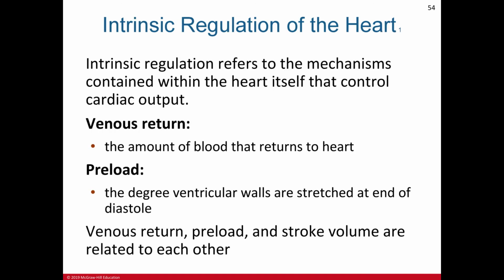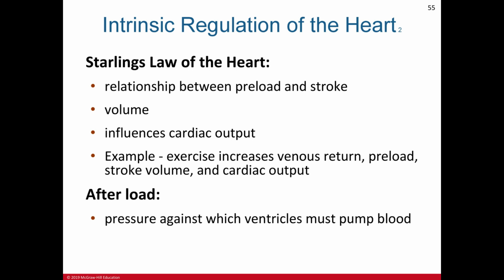Our heart has two regulatory mechanisms. First is the intrinsic, and second is the extrinsic. So the intrinsic regulation refers to the mechanism contained within the heart itself that controls the cardiac output. So we have the preload and afterload. The preload is the degree to which the ventricular walls are stretched at the end of the diastole, while the afterload is the pressure against which the ventricle must pump the blood.